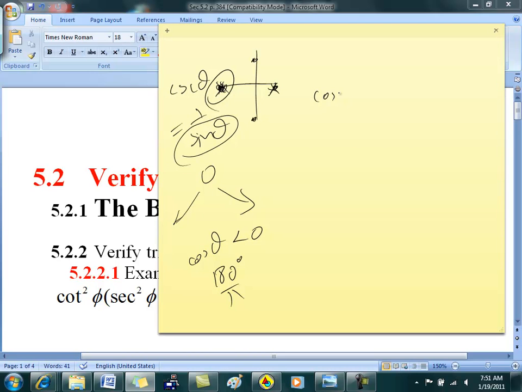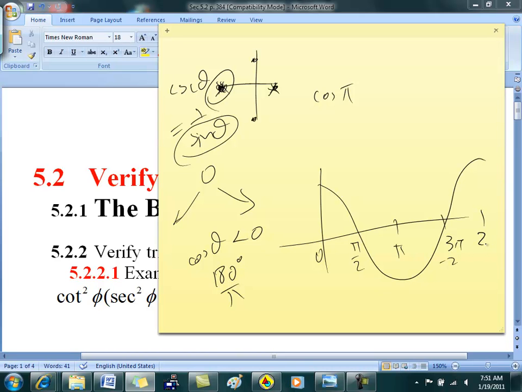Cosine pi is -1. You should know that from your graph, right? Remember your graph? That's 0, that's pi over 2, that's pi. That's 3 pi over 2, that's 2 pi. So what's cosine of pi? -1. Well, sine, we agreed that the angle is here, right? And we agreed that the angle is pi. Then cosine of pi is, yeah.